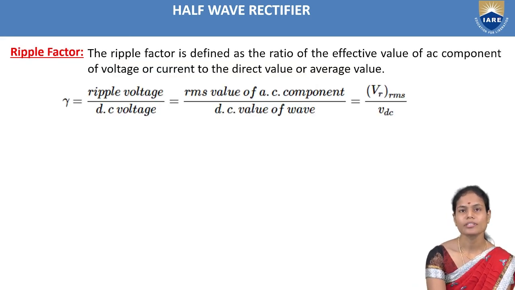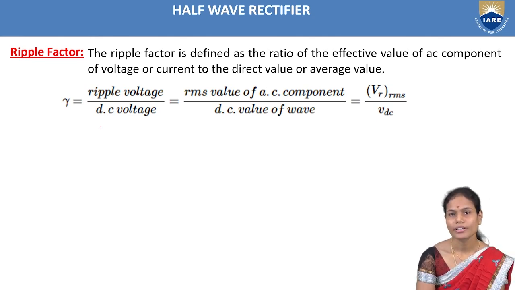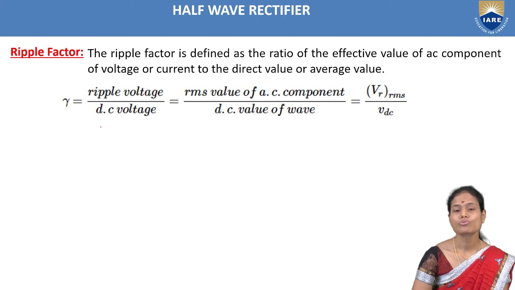And the next factor is the ripple factor. This ripple factor indicates how much AC content we are getting across the output of the rectifier. Actually, after rectification, we need to get the DC content only, but along with the DC content, some amount of AC content also appears across the output of the rectifier. We have to calculate how much AC content we are getting along with the DC content. That we can calculate by using the ripple factor here.